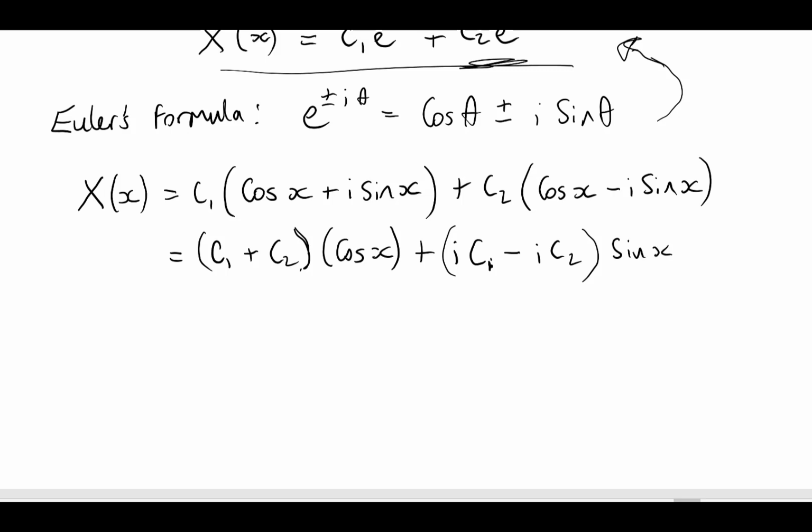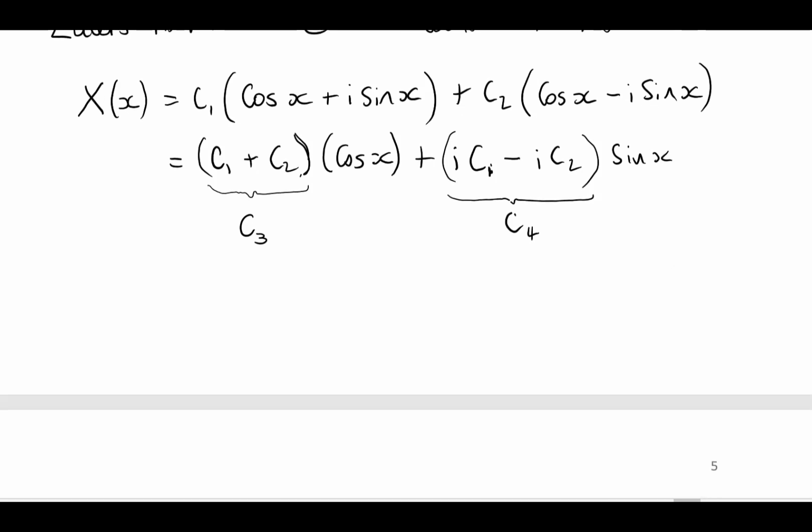So C1 and C2, by the way, are just constants. What we're going to recognize, in fact, is that because these are just constants in here, let's actually call this C3. And these are constants as well. iC1 minus iC2, well, this is also a constant. Let's call this C4. So we now recognize the equivalence of these two expressions.